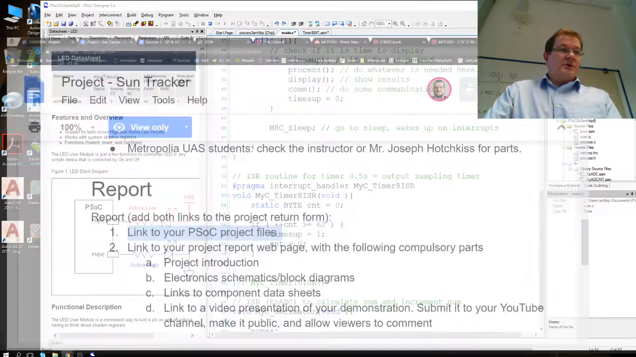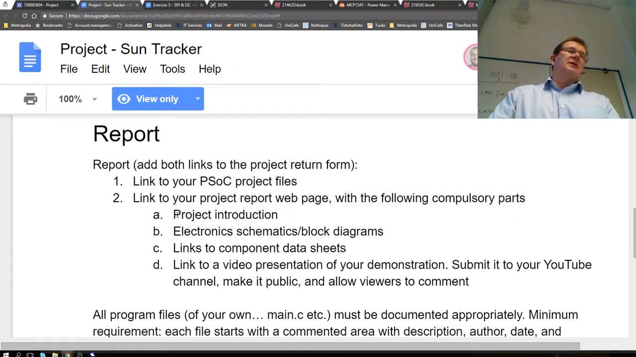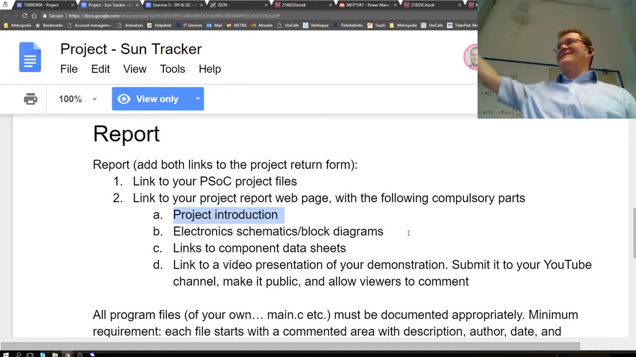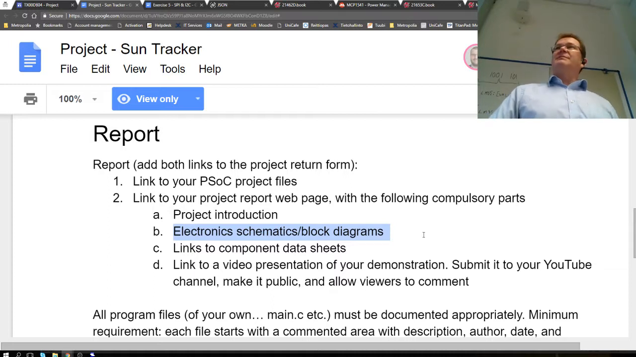The project. So you would have the project report web page, some compulsory parts, project introduction, what it was all about. Think of one of your fellow students or some investor to get interested about your thing, what you have been doing here. And then electronic schematics, block diagrams. Remember, I'm sharing everything for everyone.